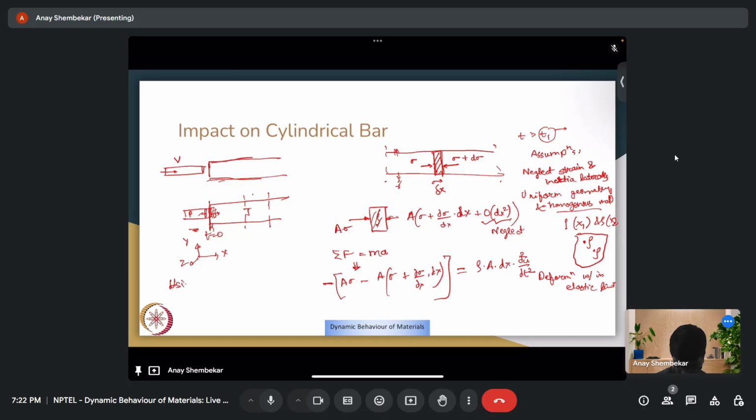using Hooke's law, we have sigma is equal to E epsilon, which is equal to E times dou U by dou x. So combining this equation and this equation, what I get essentially is dou square U by dou t square is equal to E by rho dou square U by dou x square. This is the equation for elastic wave propagation in longitudinal direction in a long bar.